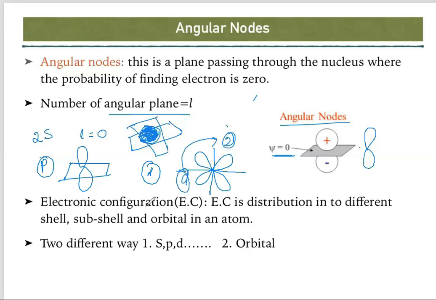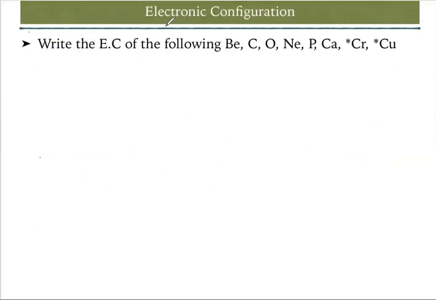Now we'll talk about the electronic configuration. Electronic configuration is the distribution of electrons in different subshells and orbitals in an atom. We'll write the electronic configuration in the next slide. We'll talk about two different ways to write the electronic configuration. One is the s, p, d, f form and another is the orbital form. So now we will talk about how we are going to write the electronic configuration of this species. Okay. So beryllium.